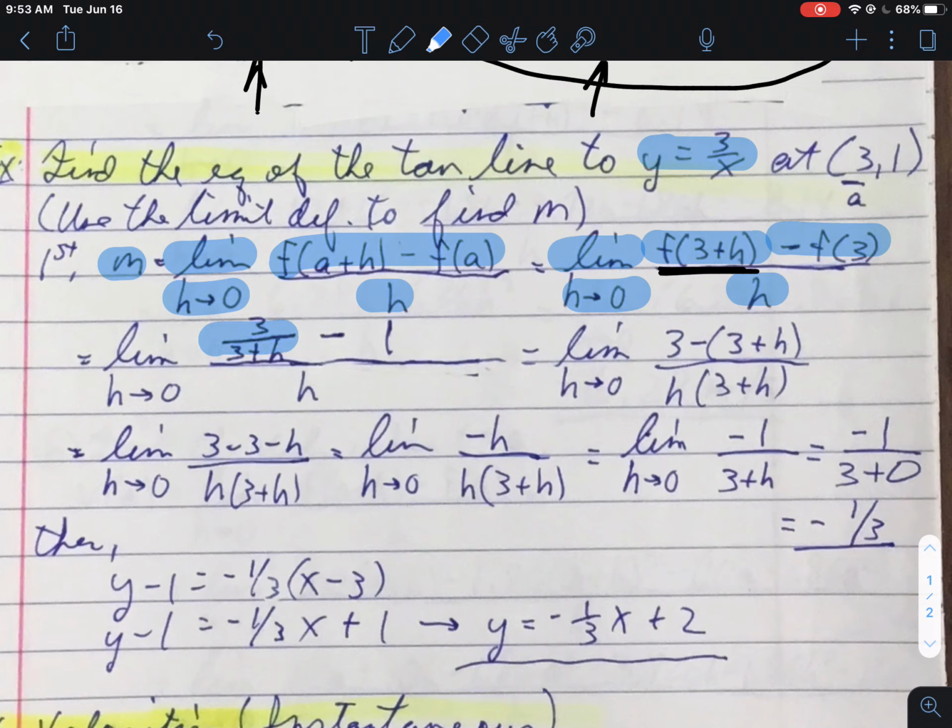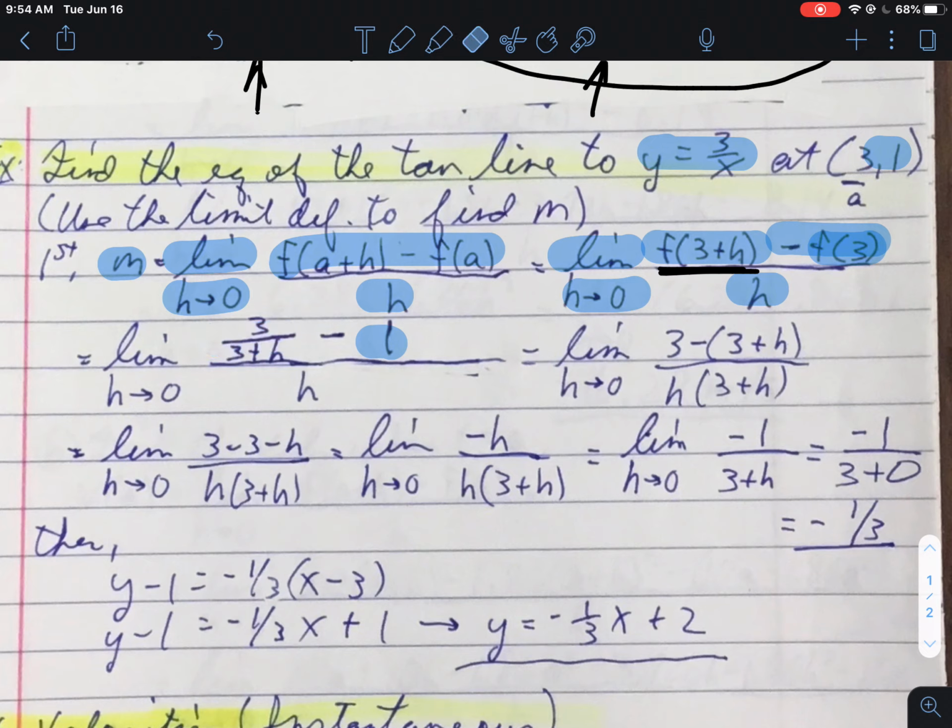Now f of 3, well, that's the y value of that point. That's our function value when x equals 3, which is right there. That's our y value. If you don't believe me, plug 3 into the function. You've got 3 over 3. Well, there's 1. So this is nothing more than the y coordinate. That's f of a. So I got 3 over 3 plus h minus 1 over h.